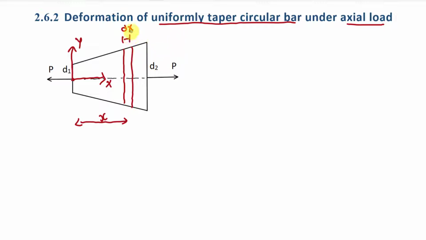Now what will be the change in length in this strip of length dx? Let's say it is dl. So it will be equal to P dx divided by AE. We know the equation of delta: delta is equal to PL by AE. Here the load is the same, but the length will be dx and this area is the area at distance of x. So let's say this area is Ax.